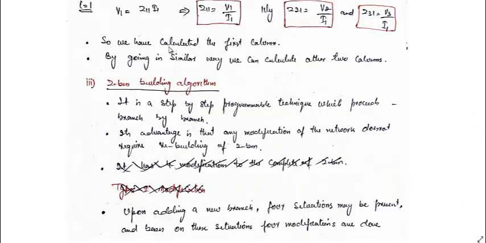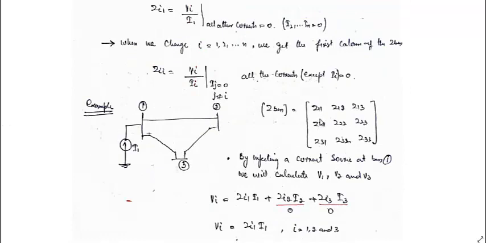That has been replaced over here. So V1 when i is equal to 1 will be equal to Z11 I1, so Z11 will be equal to V1 by I1. Similarly, Z21 when i is equal to 2, that means when we calculated voltage at bus 2, Z21 will be equal to V2 by I1. Similarly, Z31 will be equal to V3 by I1. So here we have calculated Z11, Z21, Z31. That is the first column of this Zbus.